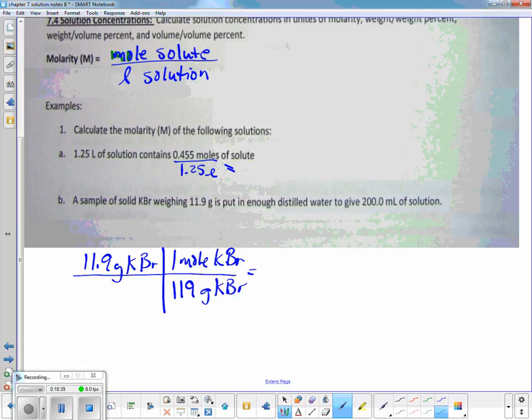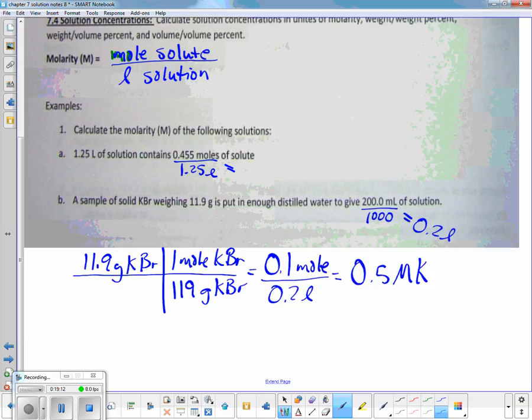Okay. 11.9 divided by 119 is 0.1. Is that right? Somebody help me? I'm trying to do this in my head and it's not working. I believe that's 0.1. Yeah? Okay, that's moles. Then I have to divide the milliliters by 1,000 to get to liters, so that's 0.2 liters. That leaves me with 0.5 molar KBr.